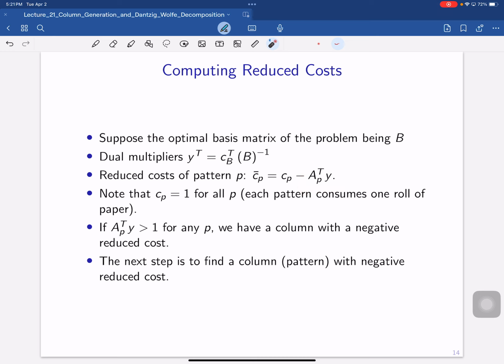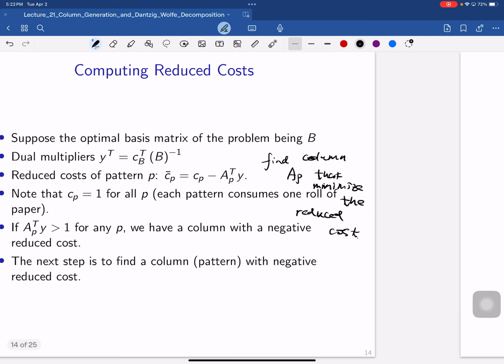Now what I want is to find a column. So find the column A_p that minimizes the reduced cost, right? So how do you find a column that minimizes the reduced cost?